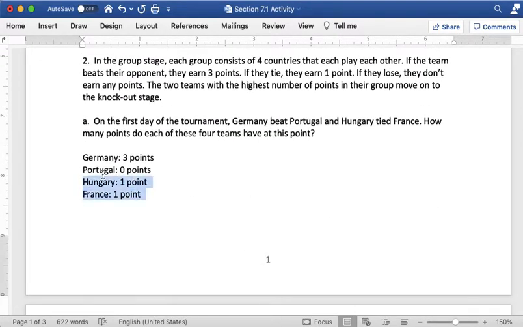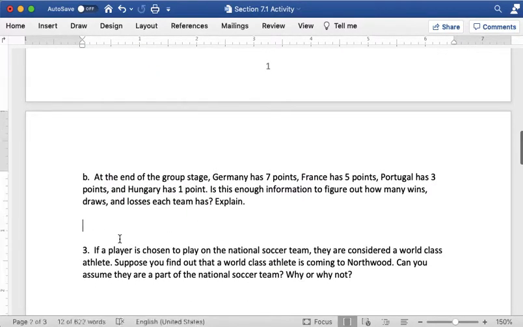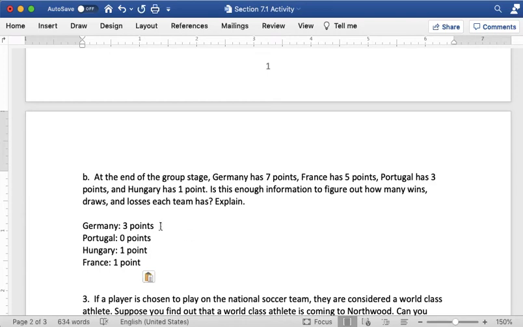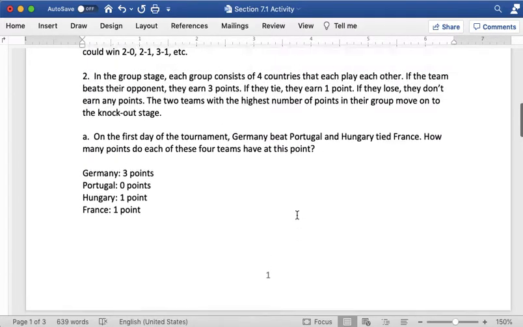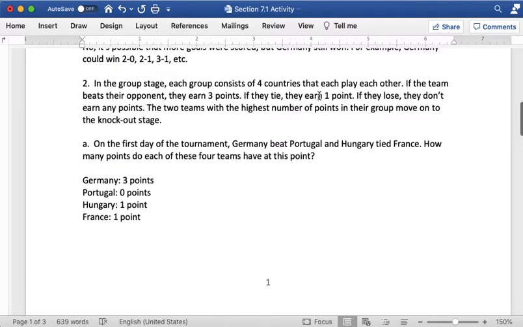So here's what we started with after the first round. So I'm going to copy and paste that down here. So Germany started with 3 points. At the end of the group stage, they had 7 points. So they scored 4 more points to get to 7. Now, the only way that they could have scored 4 points is with 1 win and 1 tie.